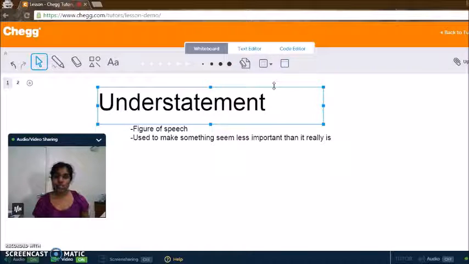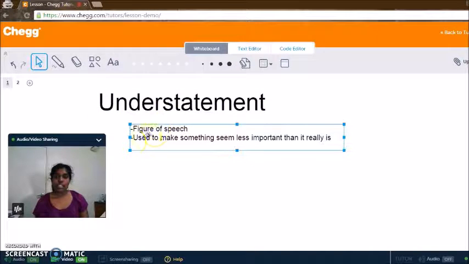I tutor a wide range of subjects including physics, math, and English writing. One of my favorite forms of English writing is poetry. I love reading and writing poetry, and so one of the topics that we're going to talk about today is understatement. This is a technique that a lot of authors and poets employ in their writing, and understatement is basically a figure of speech. It is used to make something seem less important than it really is.